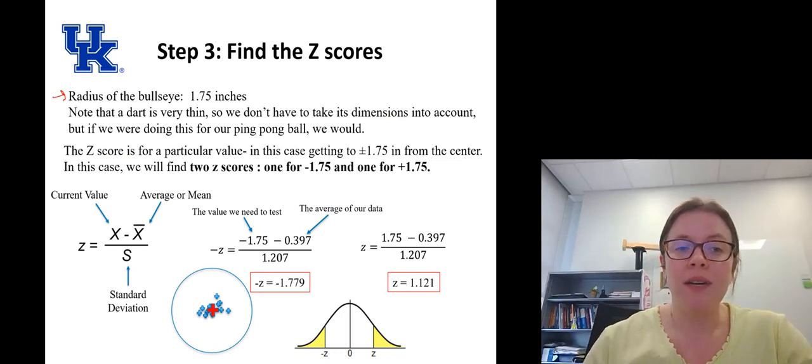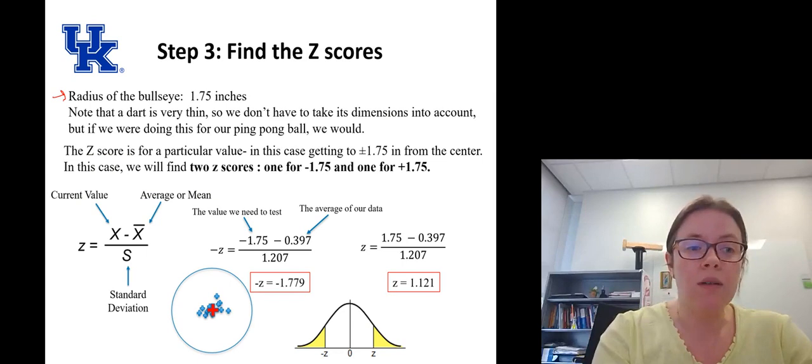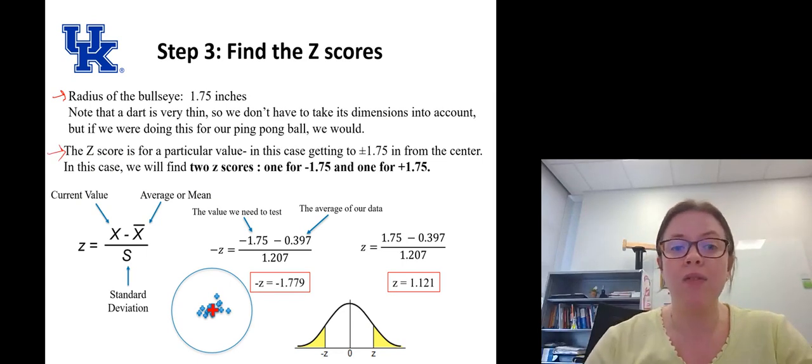In our case, with the DART, it's very thin, so we don't have to take its dimensions into account, we're just going to ignore those dimensions. But if you're doing it for your ping pong ball, then you would need to take the size of your ping pong ball into consideration. The z-score is for a particular value.